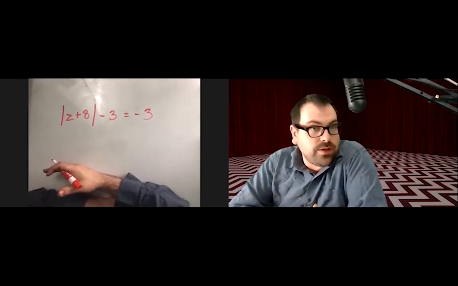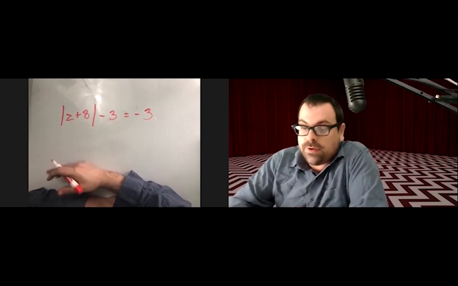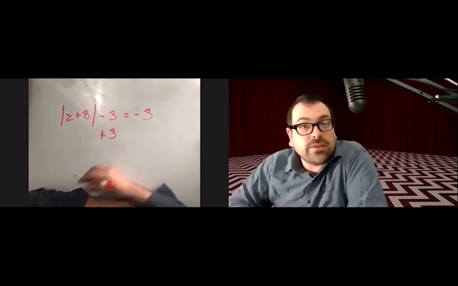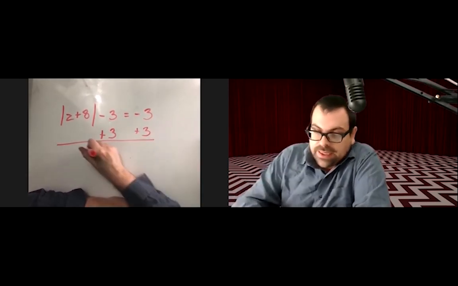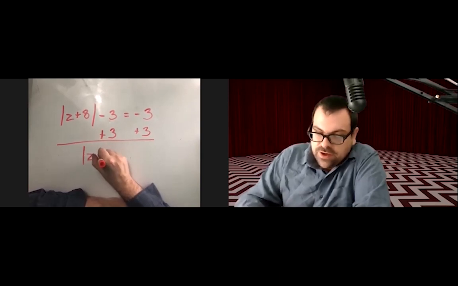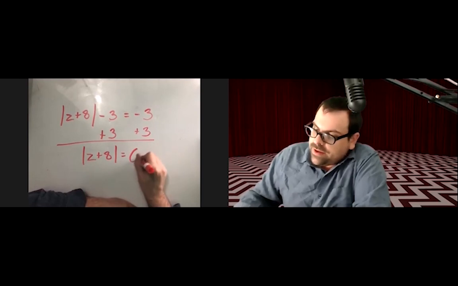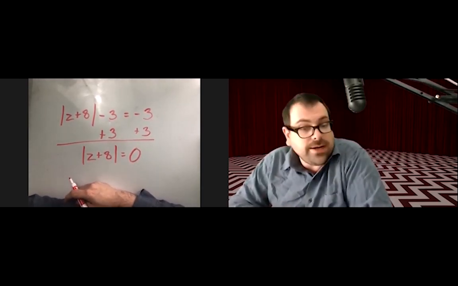So, just like our other examples, what do we do first? We want to get the absolute value by itself. So we need to get rid of minus 3, and we can do that with adding 3 to both sides. That'll leave us with the absolute value of z plus 8 on the left. It'll leave us with 0 on the right.